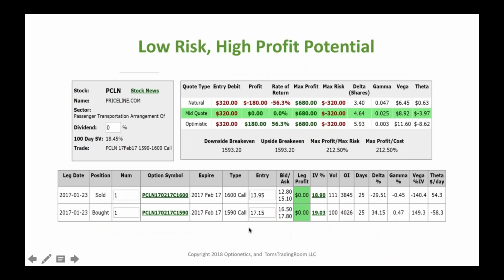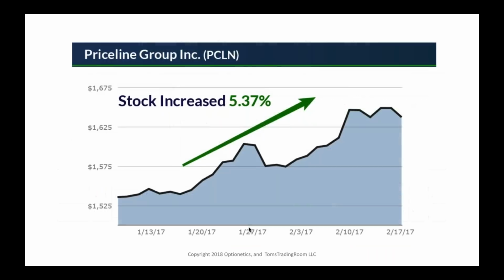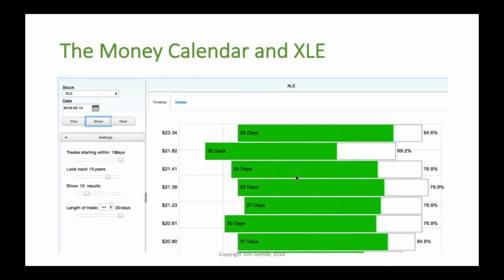But just kind of giving you an idea of what we ended up doing and how the money calendar works. All right. In this case, the stock increased over 5%. The options actually doubled in value, the option trade we were discussing on it. Now, how did the money calendar work with XLE?